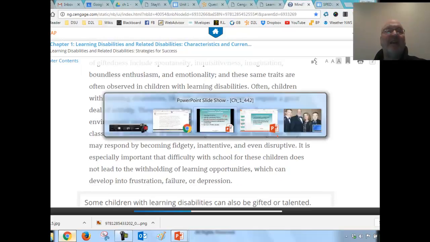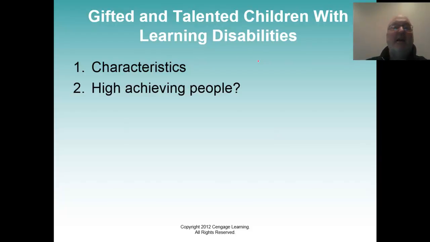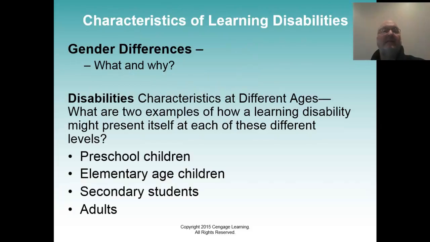And gifted and talented is kind of interesting. First of all, just these two things. Let's call this number 11. Just some characteristics of somebody that's gifted and has a learning disability. And it talks about some high-achieving people with that.